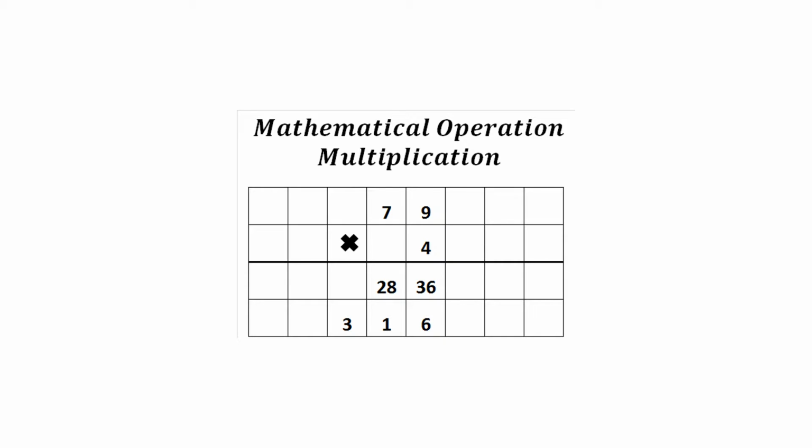The mathematical operation multiplication. We start off with 79 times 4. We do 4 times 9, 36. 4 times 7, 28. Bring the 6 down. The 3 gets added to the 28 to make 31. Final answer is 316.